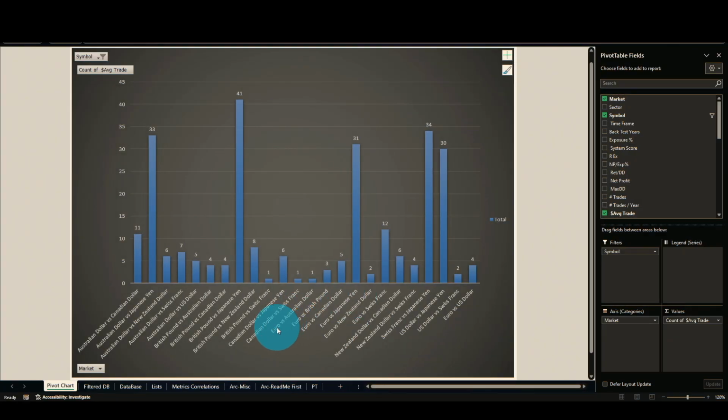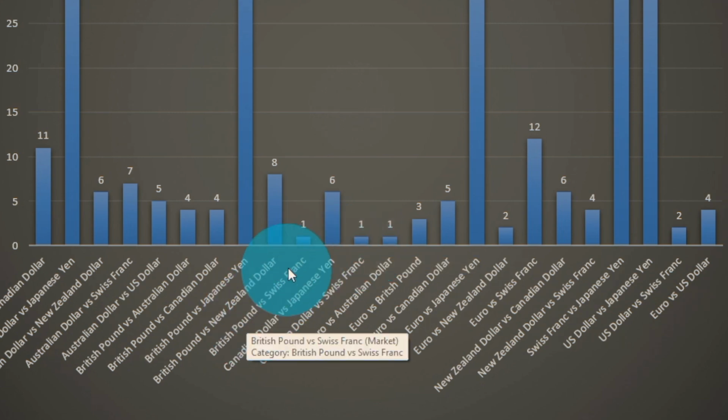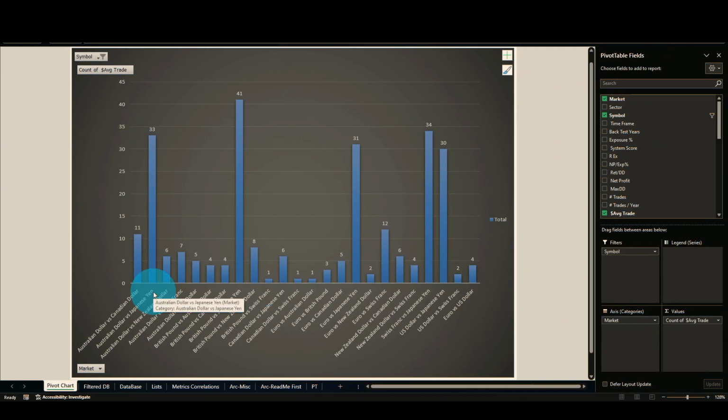So for example, look at this. The Euro Australian dollar has only one edge out of the 260. Same thing for Canadian dollar, Swiss franc. Same thing for British pound, Swiss franc. The yen here, Japanese yen, Australian dollar, 33. Japanese yen, British pound, 41. Japanese yen, euro, 31. Japanese yen, Swiss franc, 34. And also Japanese yen, US dollar is 30. So Japanese yen is the common denominator in all these.